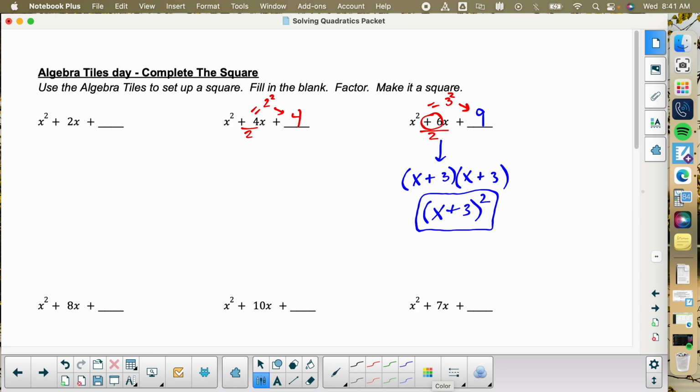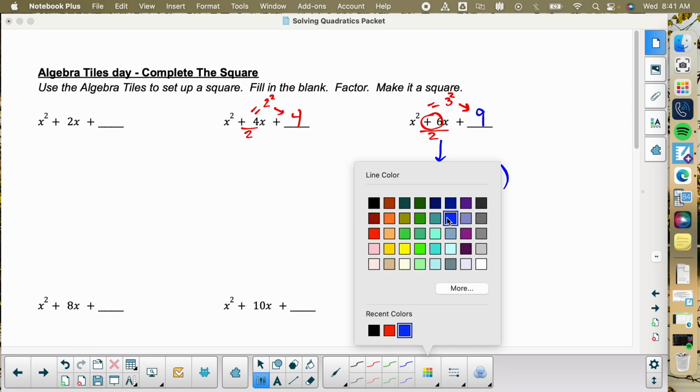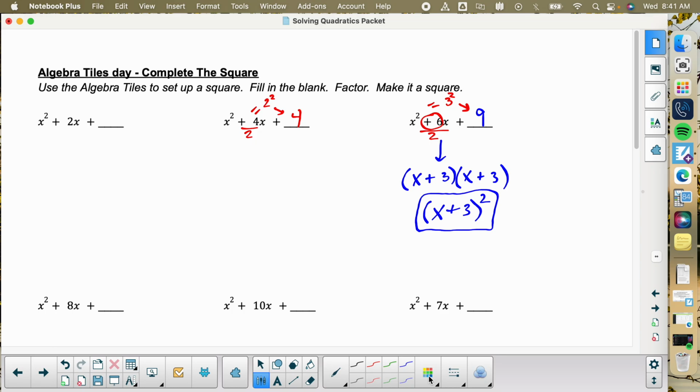Now, we're not going to have to do any work factoring. So on this one, I'm going to be able to write the factors right away.